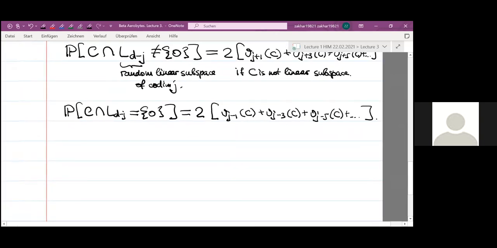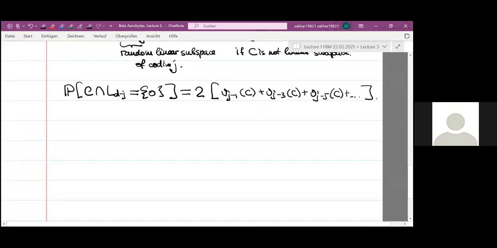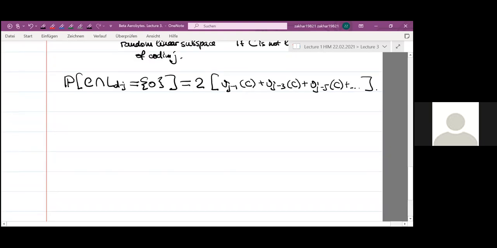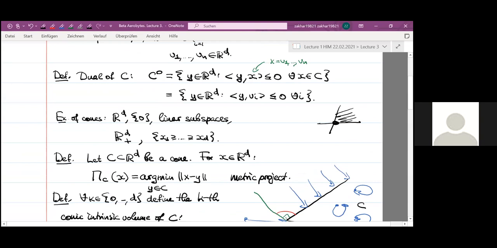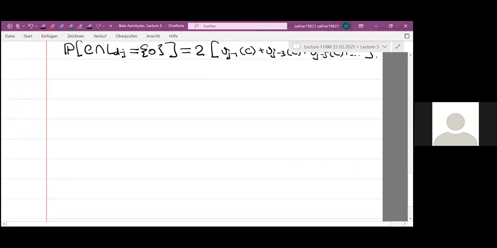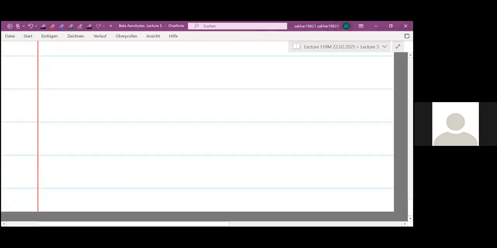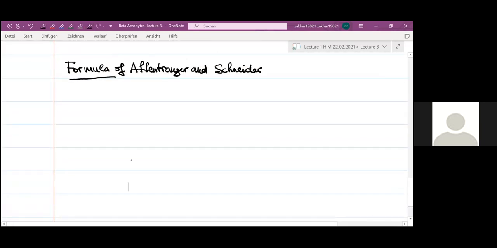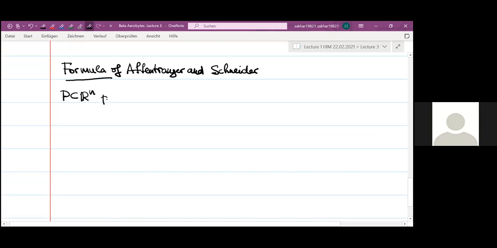And now one example where this formula can be used is a formula of Affentranger and Schneider, which I'm going to state now. Okay, we can do it on the same page. So it's an example of application of this Crofton formula. And the problem which we would like to solve is the following one. Suppose we have a polytope P in the n-dimensional space, and assume it is full dimensional, just for simplicity.